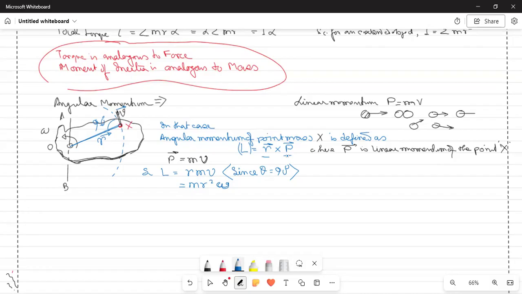Now theta is always 90 degrees because this is the tangential velocity we are discussing. R, the position vector, is always the radius of the circle. So theta is 90 degrees. Therefore, angular momentum L is equal to RMV. And since V is equal to omega R, this is equal to M R square omega. So let me write here, since V is equal to omega R.